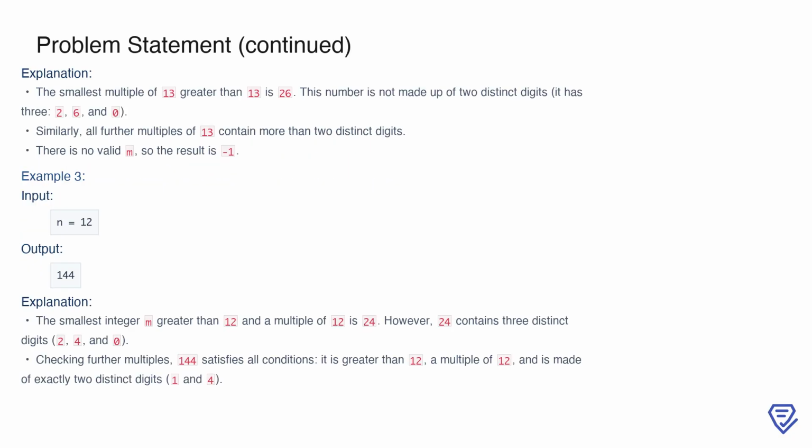In the second example, where n is 13, the smallest multiple greater than 13 is 26. Here, 26 has 3 distinct digits, 2, 6, and 0, which violates the 2-digit constraint. Checking further multiples, we find that all of them contain more than 2 distinct digits. As a result, there is no valid m that satisfies all the conditions. In this case, we return -1 to indicate that no solution exists.